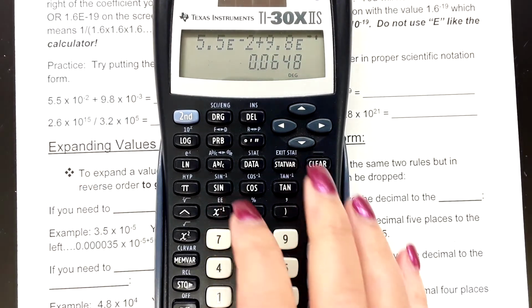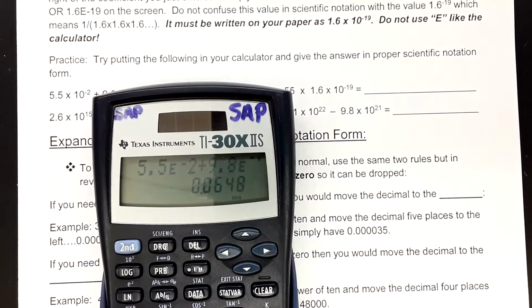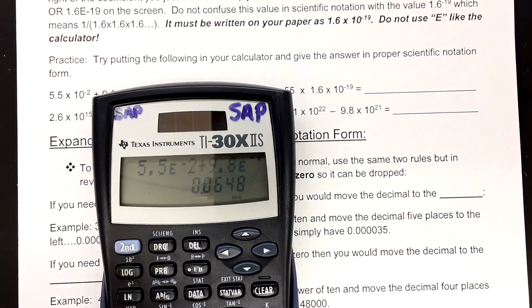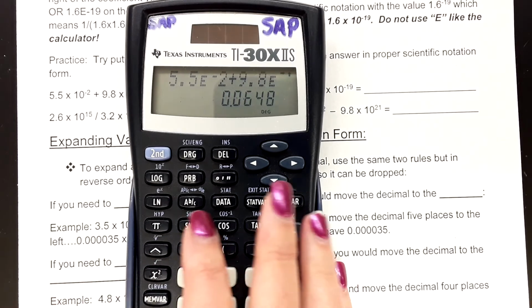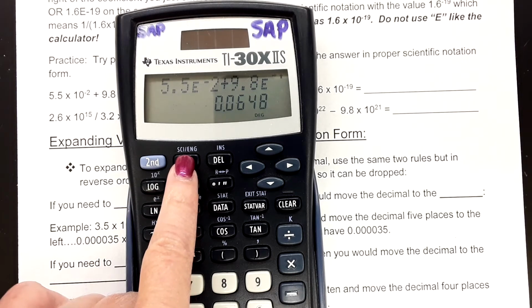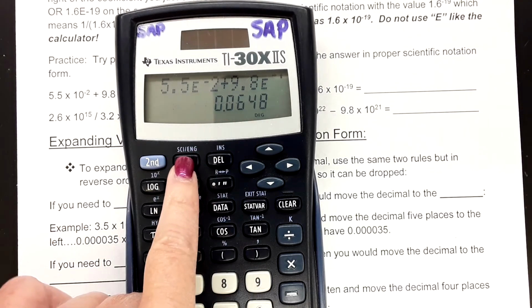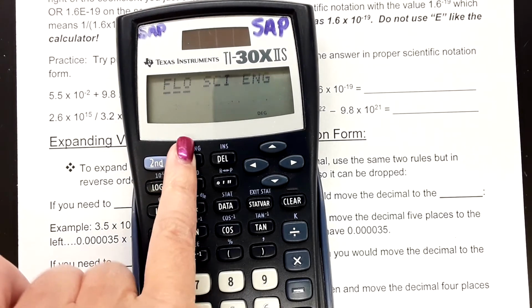0.648. Now, that is the answer, but it's not in proper scientific notation form. Here's another little trick. If you have an answer and you want to put it in proper scientific notation form, you don't necessarily have to do it yourself. You can tell your calculator to do it. Somewhere on your calculator there's going to be a mode or a button, SCI, that will do it for you. Notice SCI is the second function of this button. So I'm going to hit second and hit that.